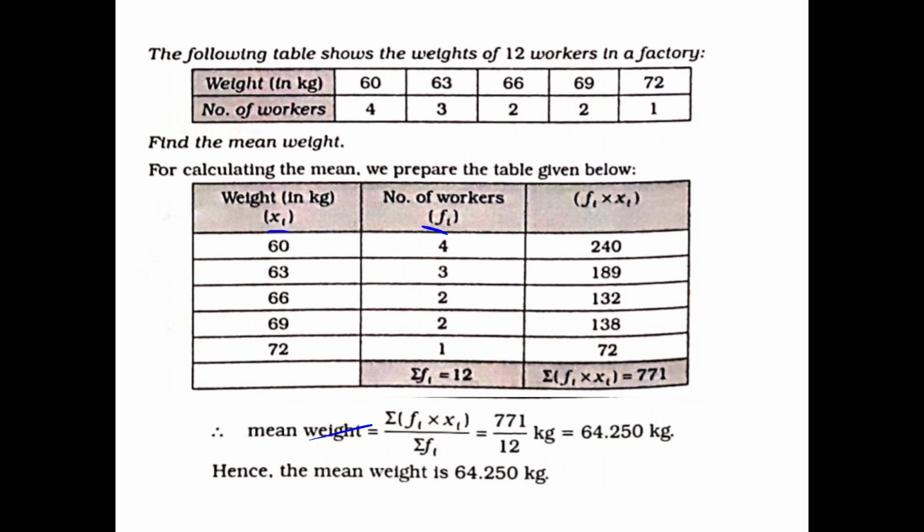What is the formula we learnt in the previous slide? Sigma fi into xi divided by sigma fi. That is equal to 771 divided by sigma fi, which is 12. So 771 divided by 12 kg, if you are cancelling, we'll get the answer 64.250 kg. The mean weight is 64.250 kg.